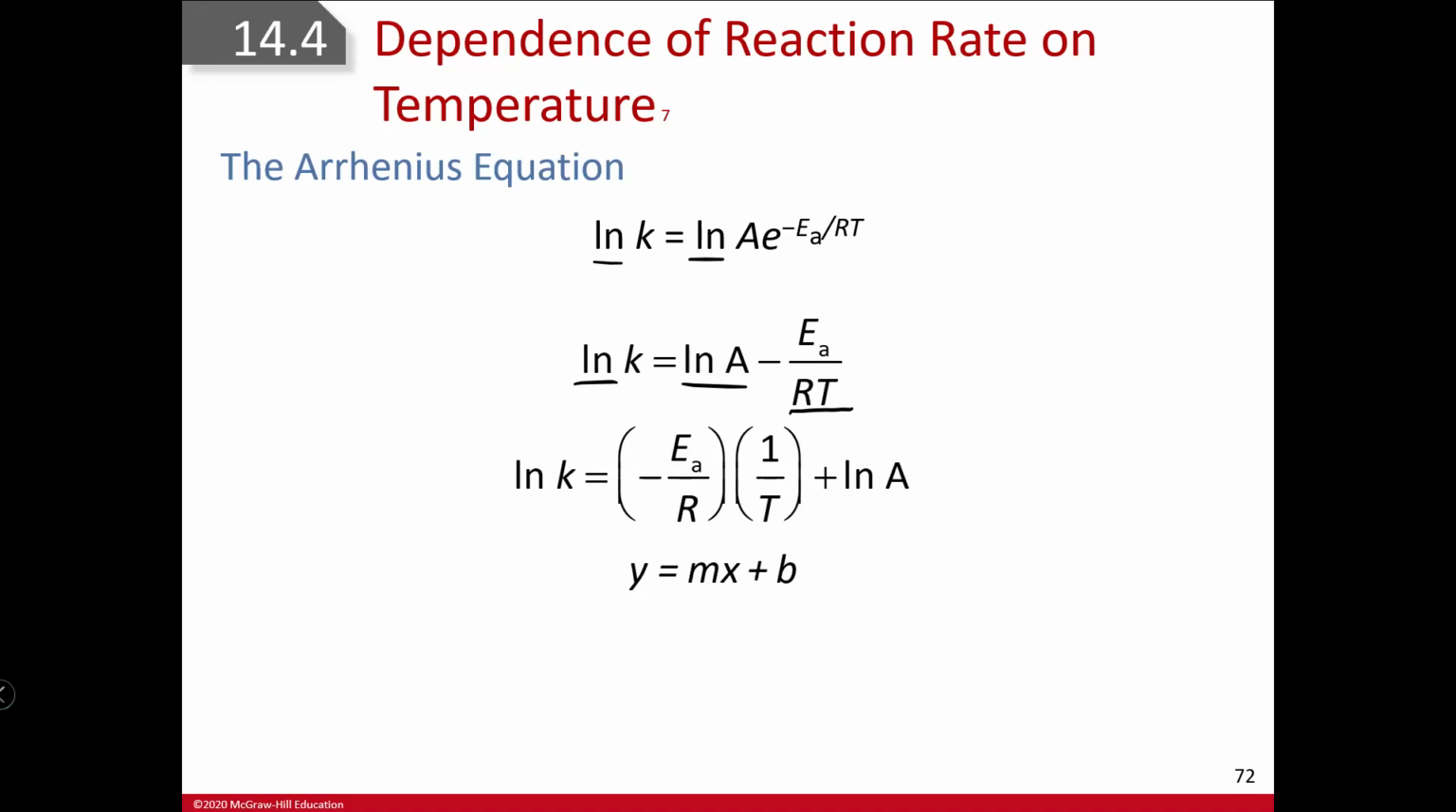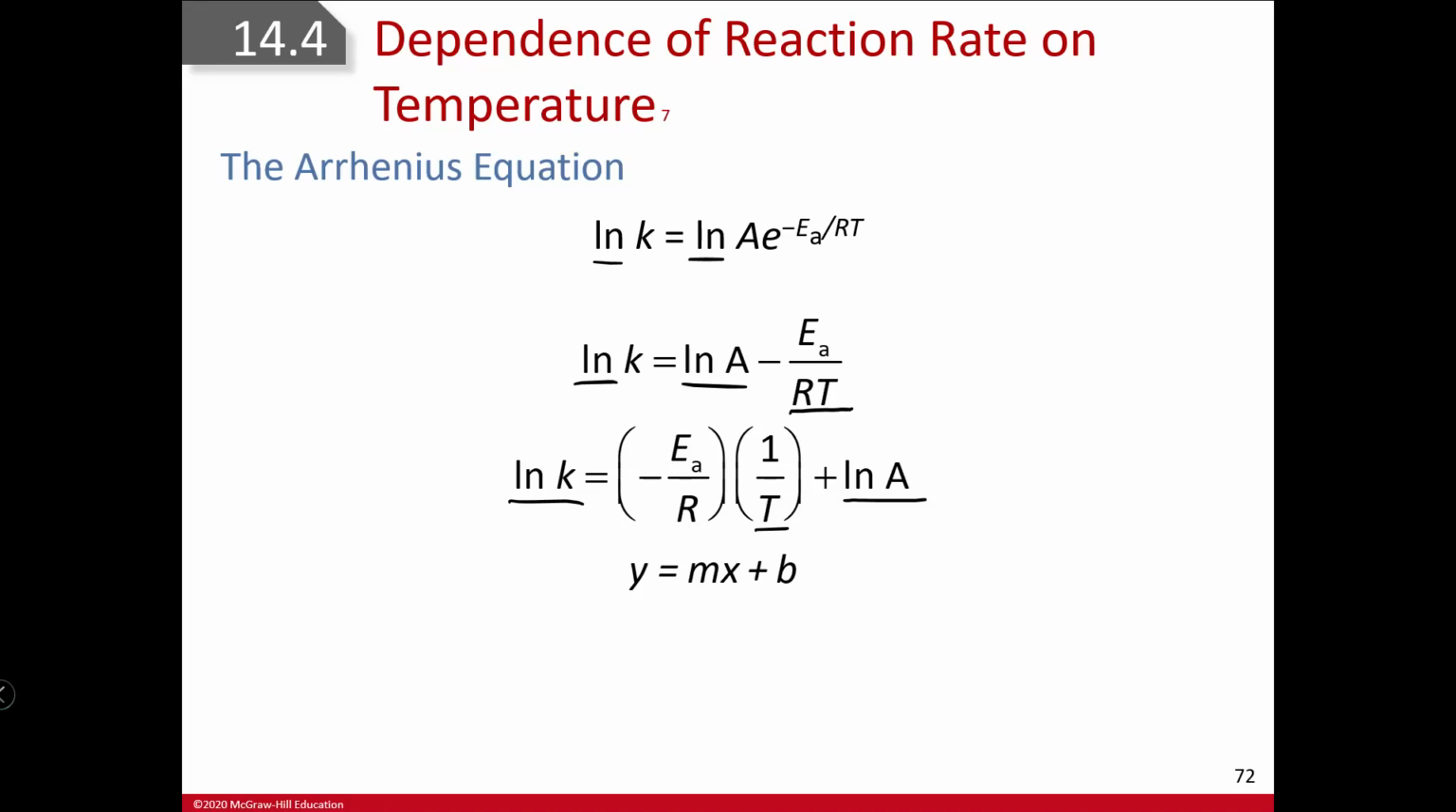All right, so then you have to manipulate it. This ln of A is going to be your y-intercept. 1 over T, the temperature, is going to be the x-axis, and ln of k is going to be the y-axis. The slope, when you plot this, again, what would this plot look like?